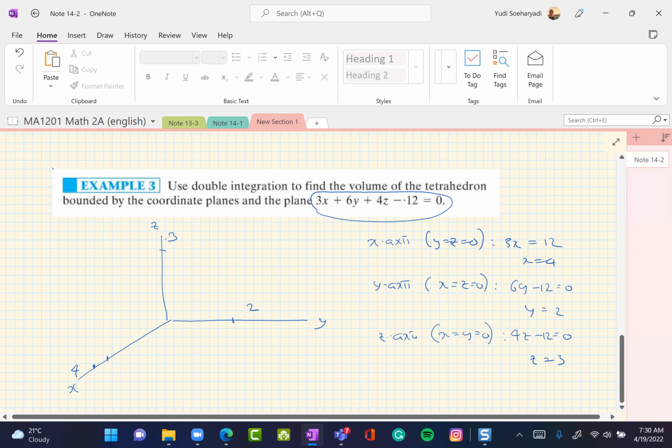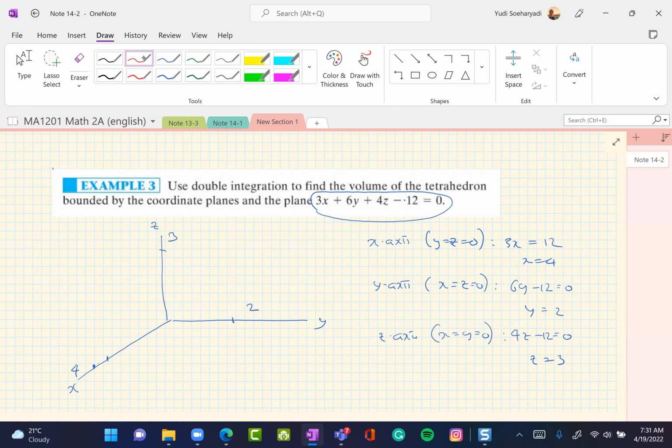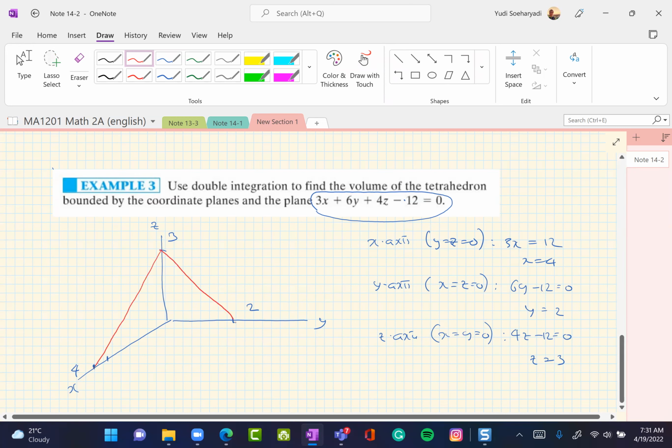All right, so the tetrahedron is formed by this one. There, that's the tetrahedron.